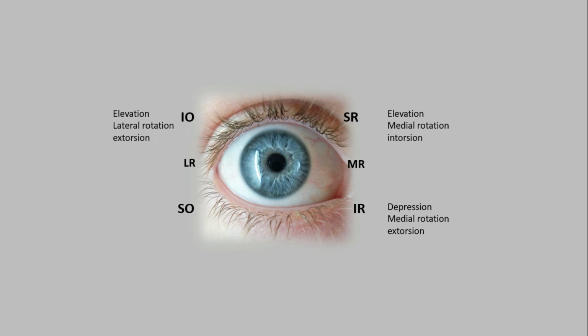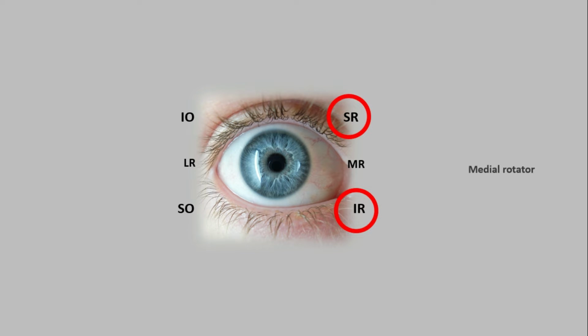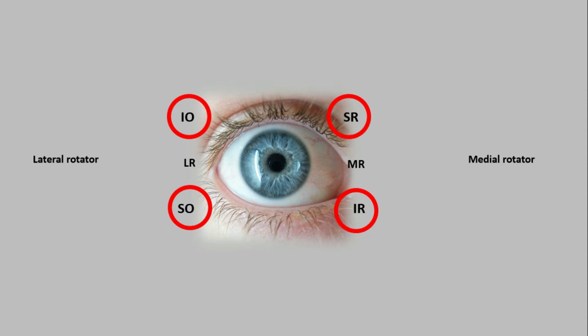Inferior oblique produces elevation, lateral rotation and extortion of eye. Superior oblique depresses, laterally rotates and intorts the eye. Medial rectus is responsible for medial rotation, and lateral rectus produces lateral rotation of eye. For easy remembering, both recti medially rotate the eye, and both obliques laterally rotate the eye, when acting alone.